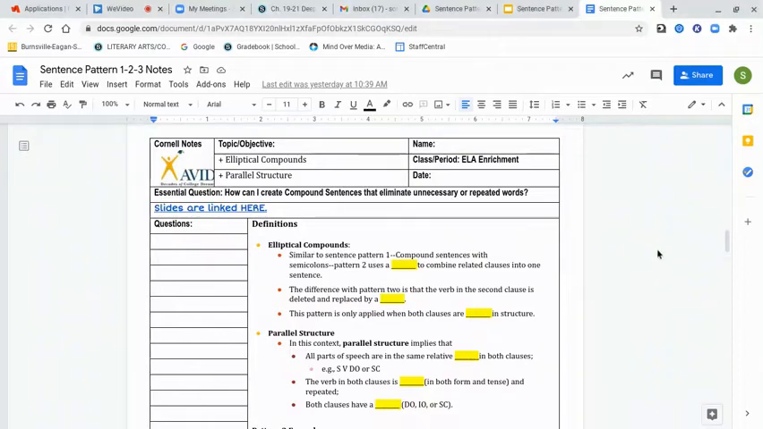Welcome back to Mr. Orr's Flip Classroom for Grammar. Today we're going to be doing sentence pattern number 2. This deals with elliptical compounds and parallel structure. The essential question is, how can I create compound sentences that eliminate unnecessary or repeated words?